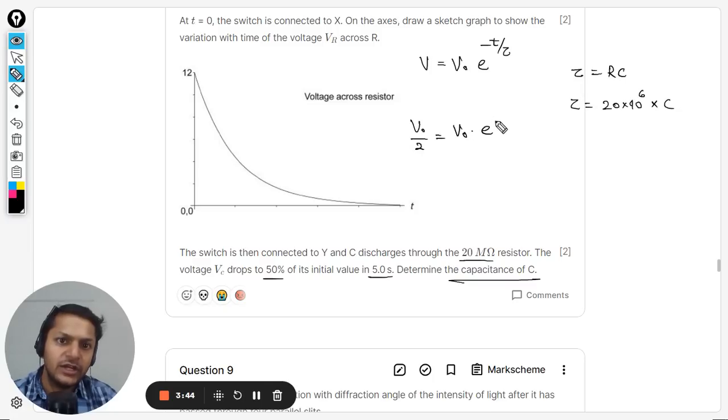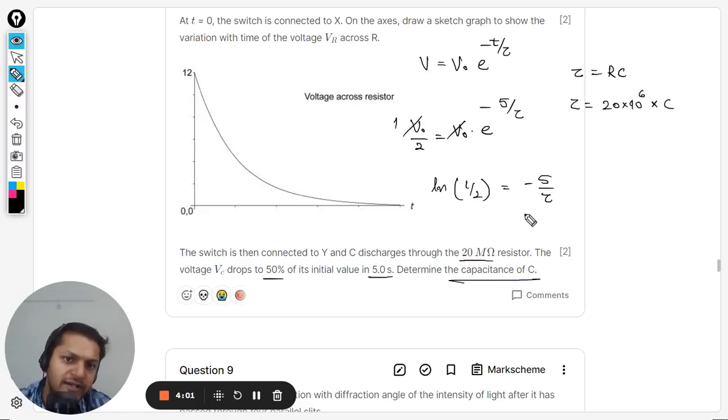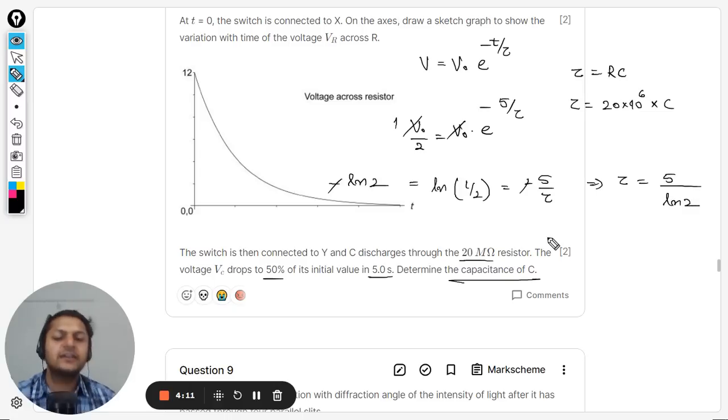It will be V naught e raised to power minus t, where t is 5 seconds here, divided by the time constant. So let us first find the value of the time constant. This is half. We have to take the logarithm: minus 5 by tau. So this value will be equal to negative ln 2. Negative and negative will cancel out from this very simple equation. We say that tau is equal to 5 divided by ln 2.